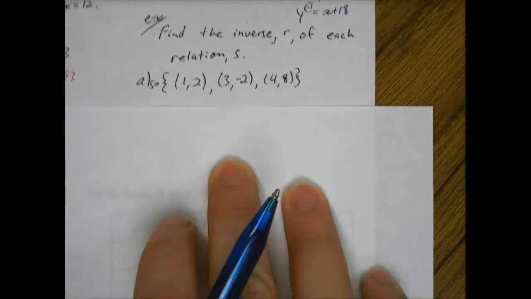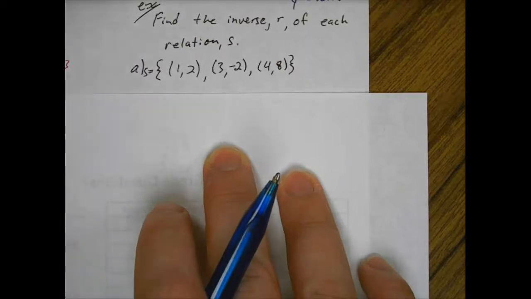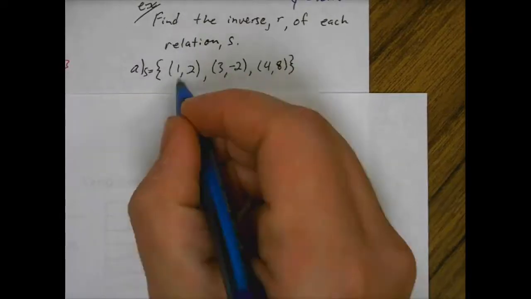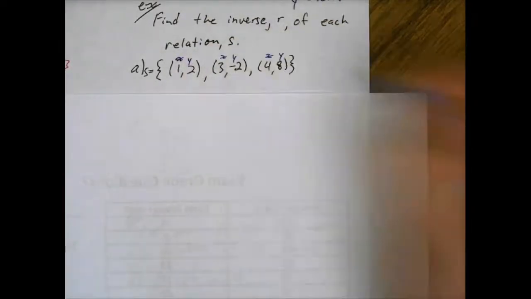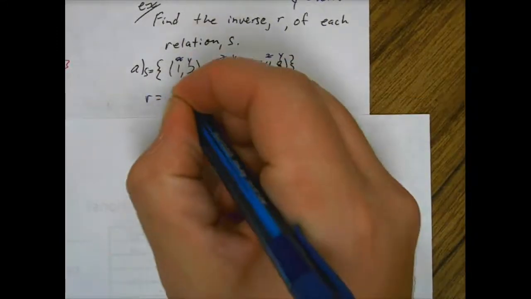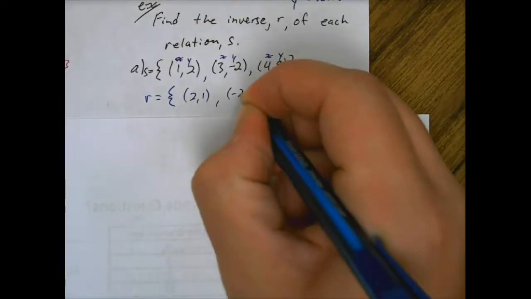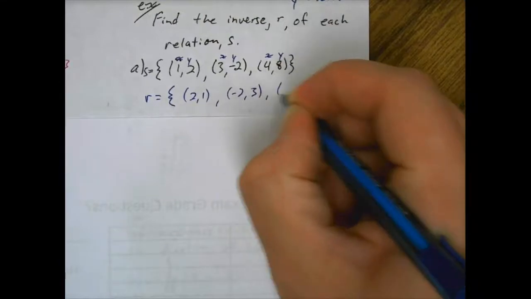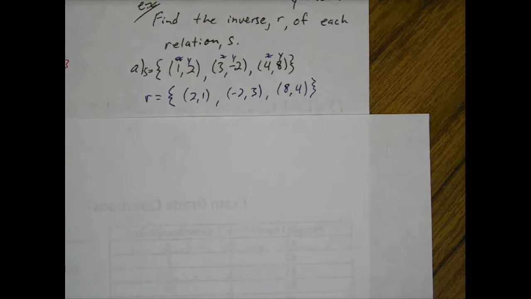All right, so this first one here. Find the inverse R of each relation S. I'm given a relation S where I have an x and a y value, x and a y value, x and a y value. Again, we're just going to switch places. So the inverse, R, would be (2, 1), (negative 2, 3), and (8, 4). That is how you would find the inverse.